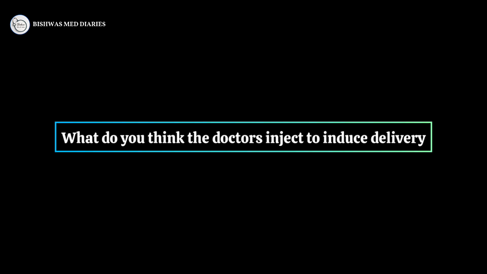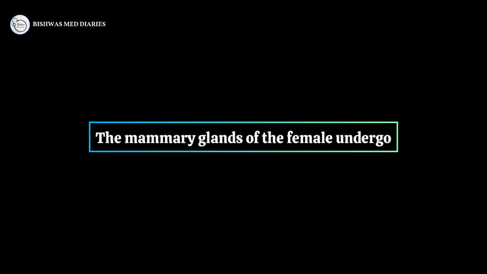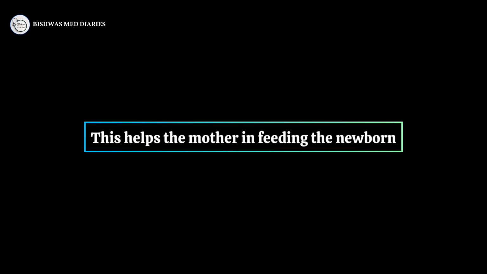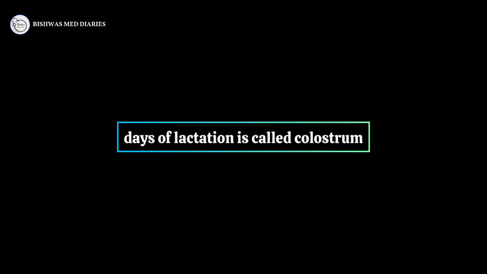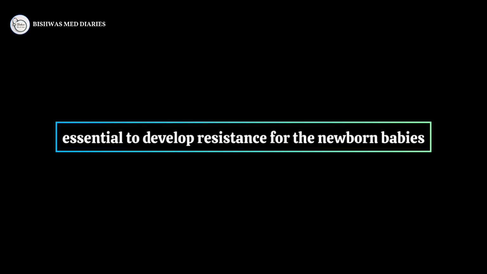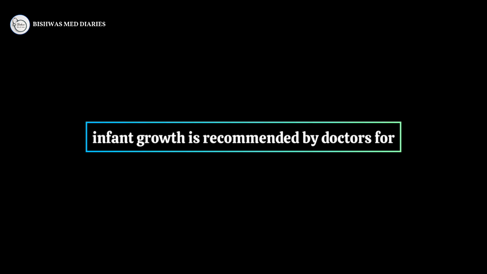What do you think the doctors inject to induce delivery? The mammary glands of the female undergo differentiation during pregnancy and start producing milk towards the end of pregnancy by the process called lactation. This helps the mother in feeding the newborn. The milk produced during the initial few days of lactation is called colostrum, which contains several antibodies absolutely essential to develop resistance for the newborn babies. Breastfeeding during the initial period of infant growth is recommended by doctors for bringing up a healthy baby.